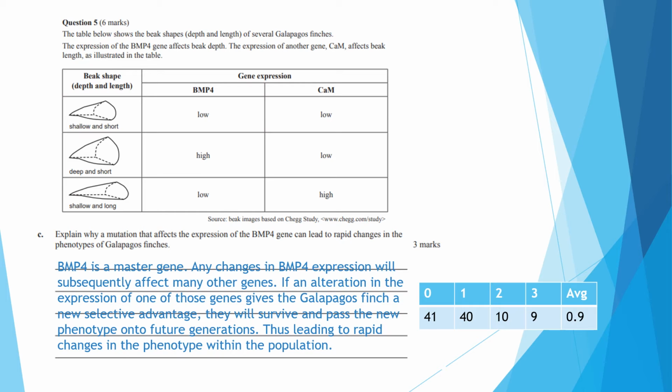As you have learned from your studies, BMP4 is a master gene, which means its expression affects many genes. Statement 1. Any changes in BMP4 expression will subsequently alter one of those genes, which may give the finch a new selective advantage phenotype. And as they survive, reproduce, and pass the new trait on to a future generation of finches, this could lead to rapid changes in the phenotypes of these Galapagos finches.